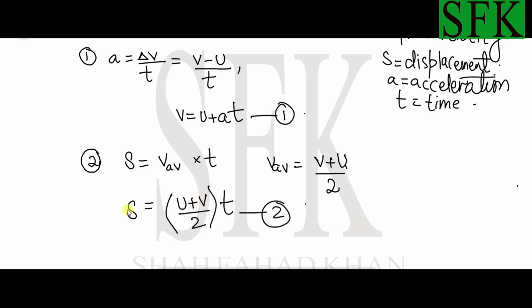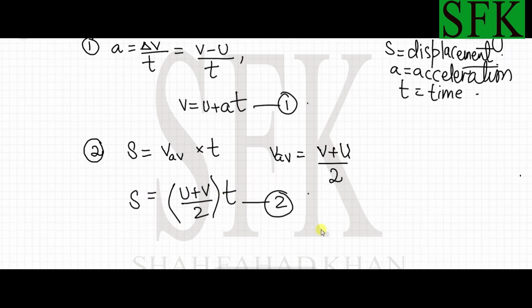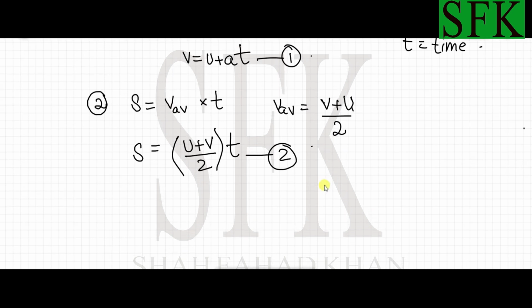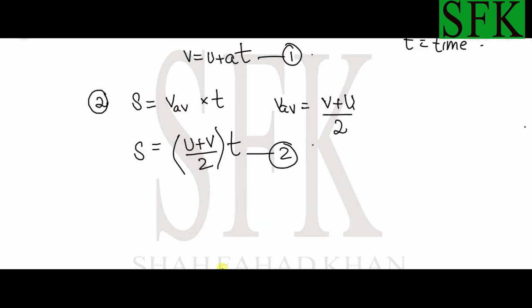In this case, we have the initial velocity, we have the final velocity, we have the time, we have the displacement, but only acceleration is not in this equation. So acceleration cannot be calculated using this equation, whereas all the other variables can be calculated. Now, these two equations of motion can be used to derive the rest of the equations of motion.